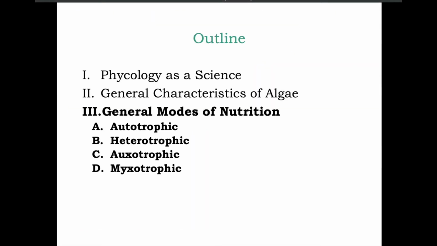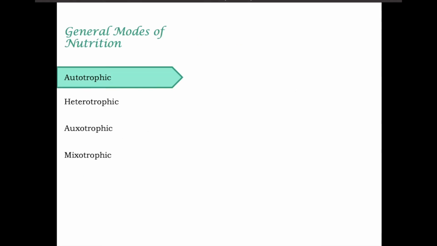Now that we're done with the general characteristics of algae, we'll move on to part 3, the general modes of nutrition. Here we'll discuss the 4 types of the general modes of nutrition. We have the autotrophic, the heterotrophic, the auxotrophic, and the mixotrophic types of mode of nutrition for your various representatives of algae. Now, we'll start with autotrophic.